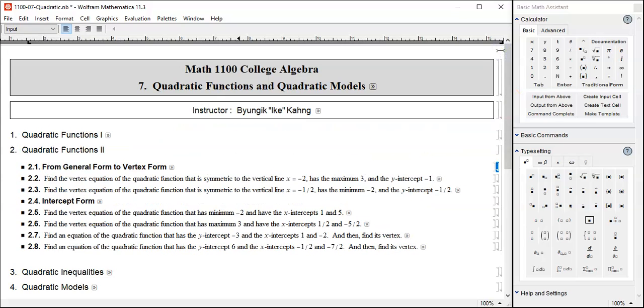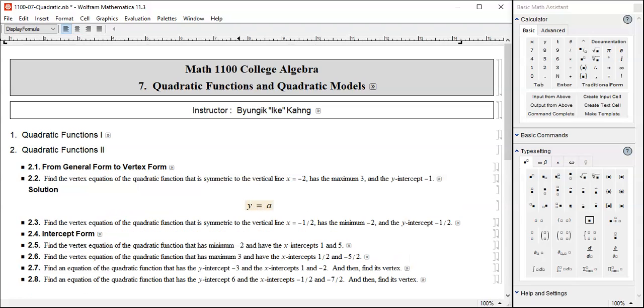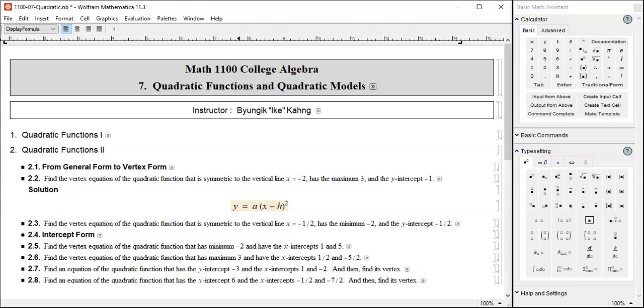Okay. First problem here, find the vertex equation of the quadratic function that is symmetric to the vertical line x equal to negative 2, has a maximum 3, and the y-intercept negative 1. We're looking for the vertex equation, so basically this is what you're looking for.